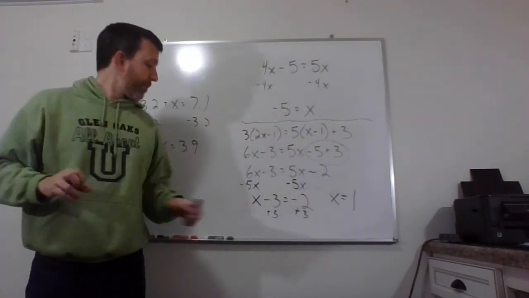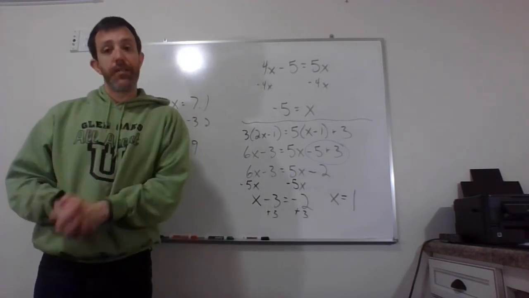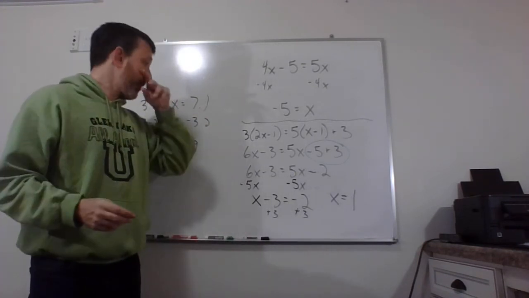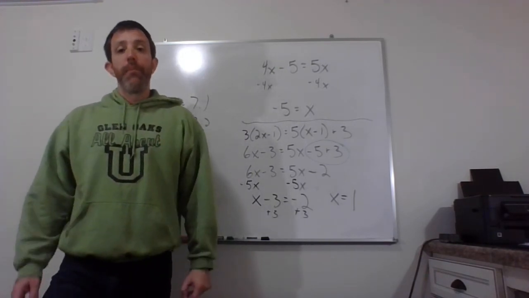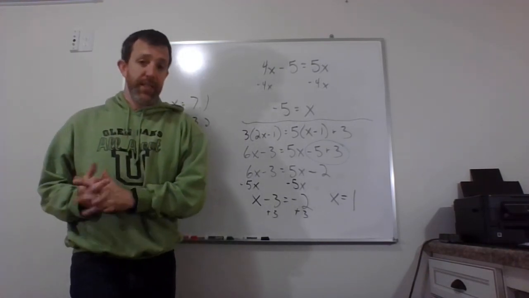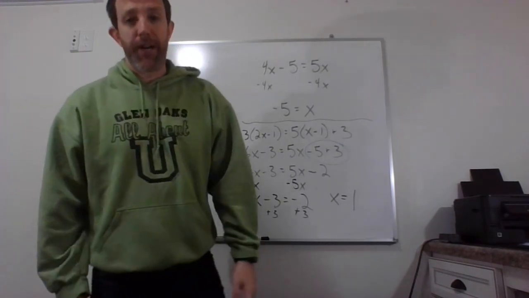So that's solving real basic equations using just addition and subtraction. Okay, the only other thing we actually had to do is we did have to use the distributive property to get rid of some parentheses. But we'll see how to use multiplication and division in the next section, along with getting rid of some fractions.